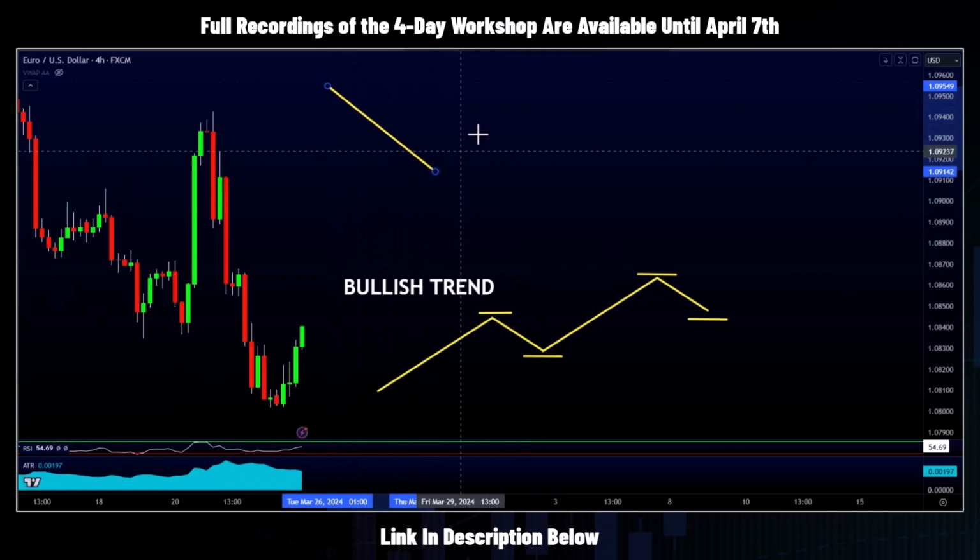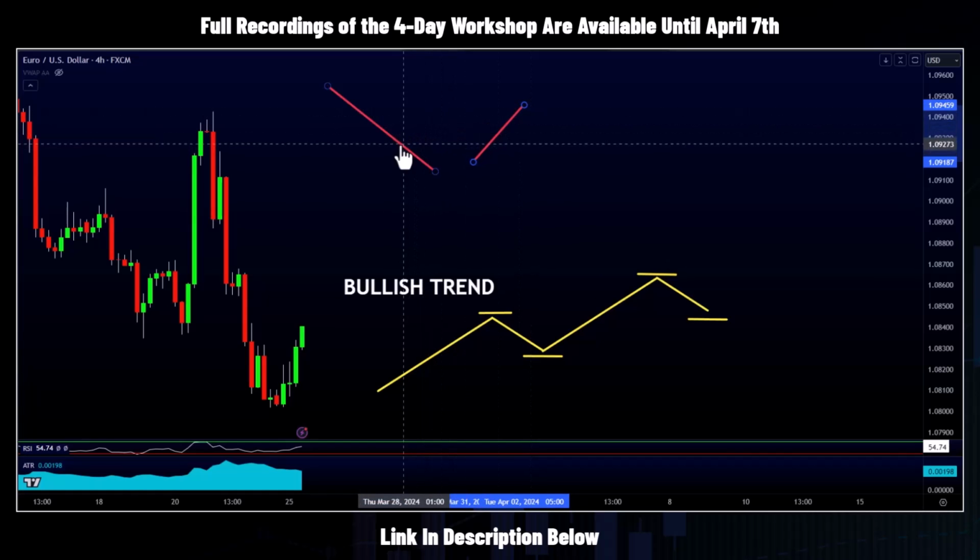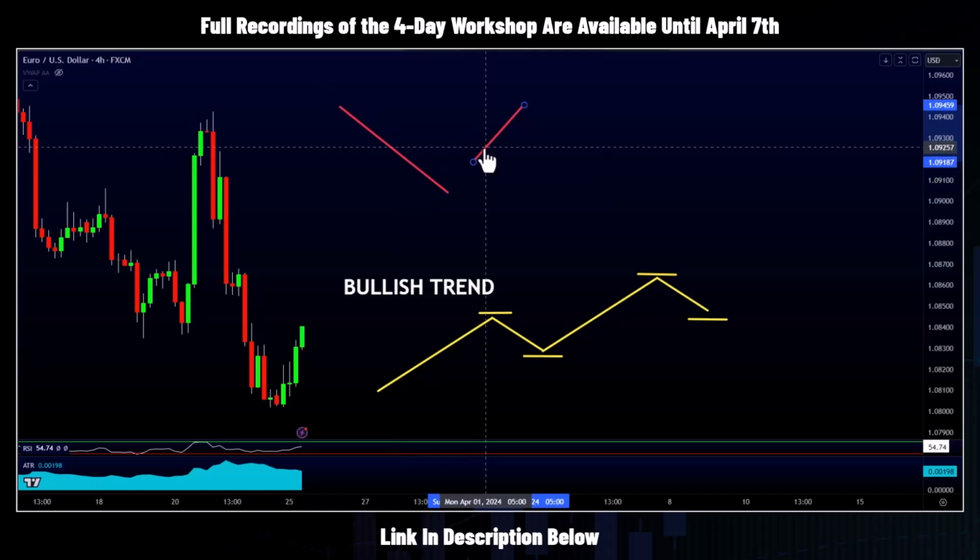For a bearish trend, it would be the exact opposite. We're still going to have extensions and we're still going to have retracements. The only difference is that they're going to be in the opposite direction. So our extensions are still going to be longer. Our retracements are still going to be shorter. They're just going to be in the opposite direction, right?